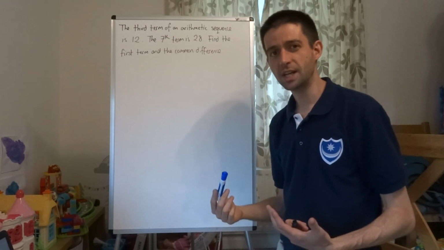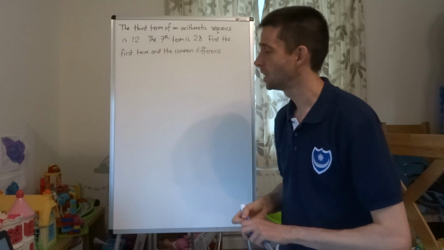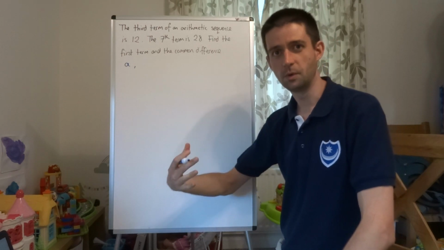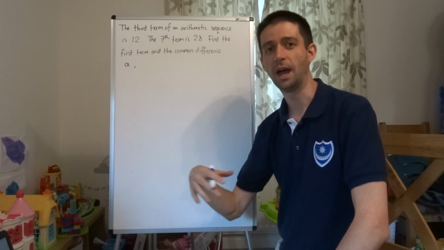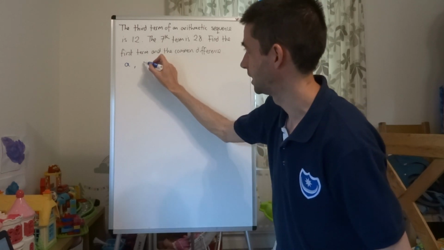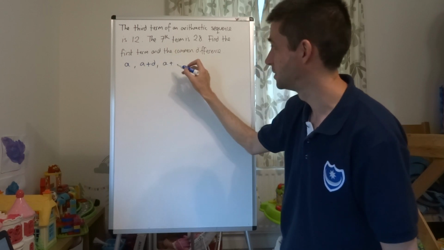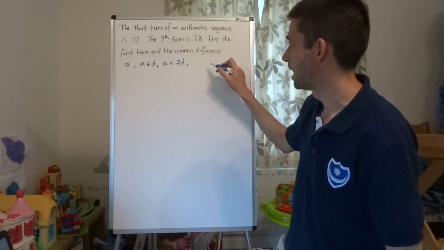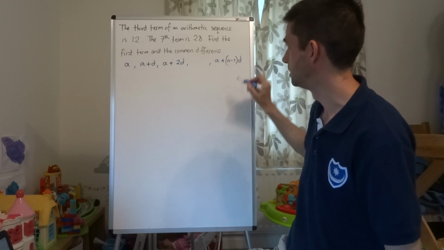So let's just have a quick recap about the language and the variables that we use in arithmetic sequences. The first term is A, and then each time we progress one term along the sequence we add another difference, and that difference is common, which is what makes the sequence arithmetic. So the second term would be A plus D. The third term you'd add another difference, so we'd have A plus 2D, etc, etc. And that goes all the way up to the last term, which is A plus (n minus 1)D.